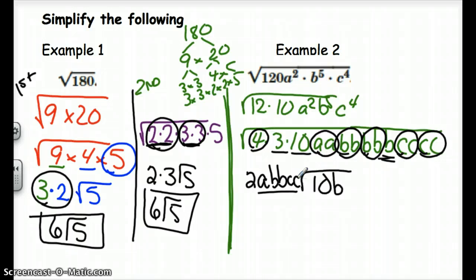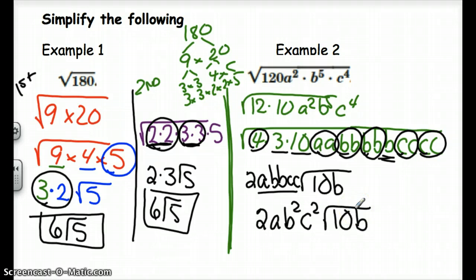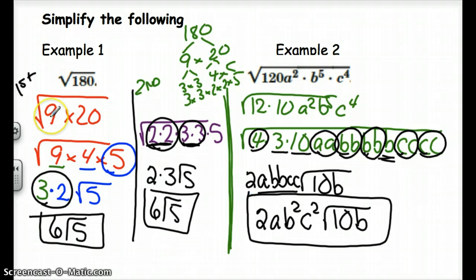Now I need to simplify the numbers first, then the letters that are not underneath the roots. A, there is a B and a B, so that's B squared. C and C is C squared. And then underneath your radical, you have your numbers first and your letters second. Now, in your book, you're going to see absolute values. We're not going to write absolute values around our variables. So this is our final answer.